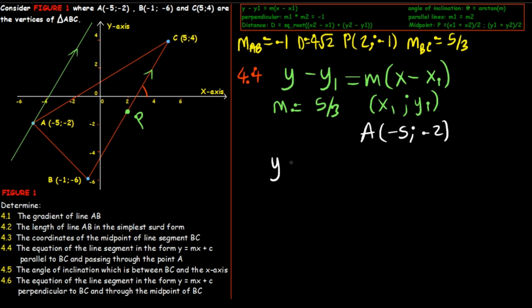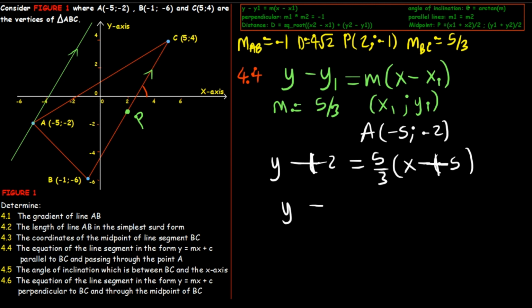Okay, so we have y minus our y1, which is -2, is equal to 5 over 3, then in brackets x minus our x1, which is -5. Alright, before we proceed, let's evaluate this part. Negative and negative multiplied give us a positive value, so I'm just going to put a positive here. Now let's simplify our equation. We also get a positive if we multiply a negative with a negative. Alright, now we have y.